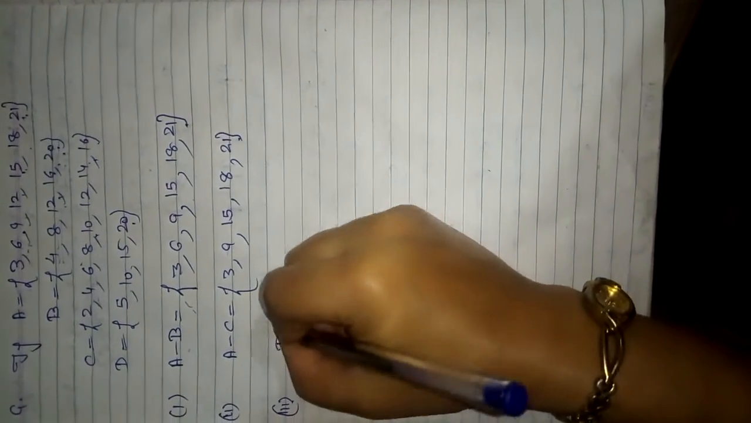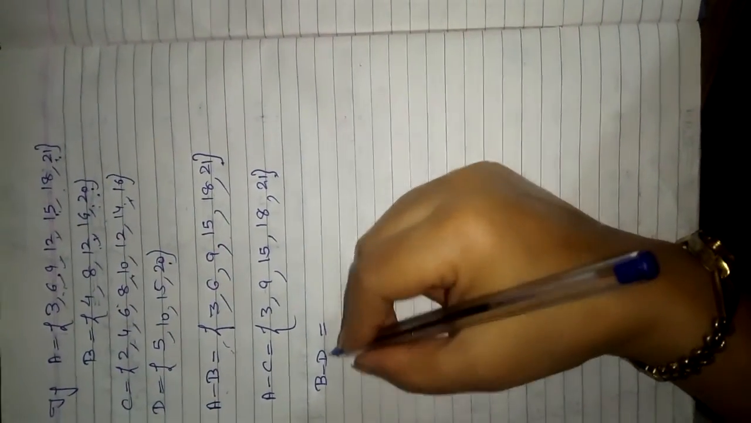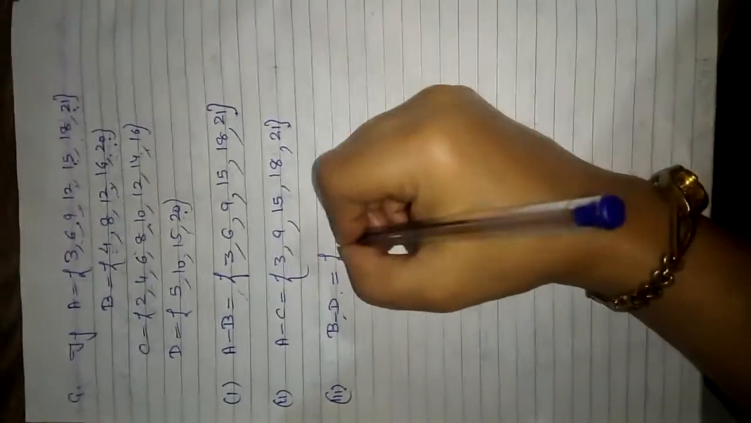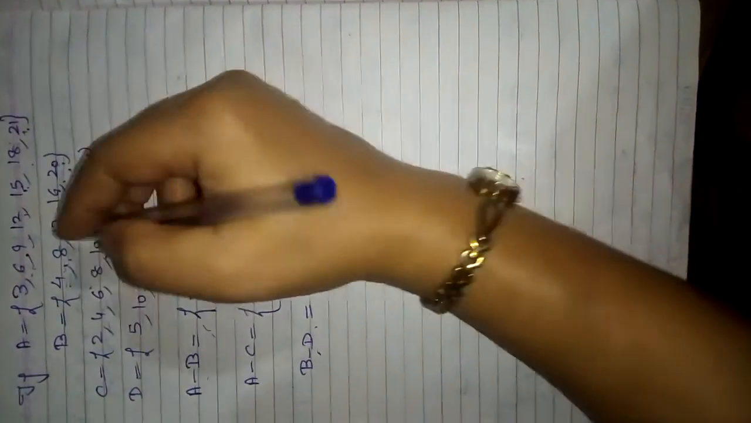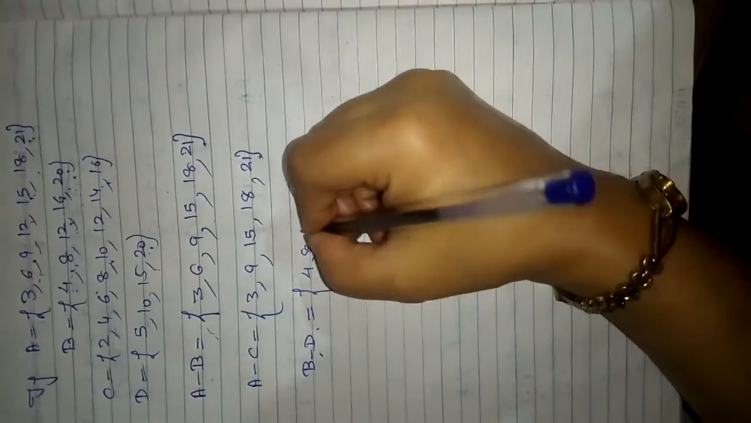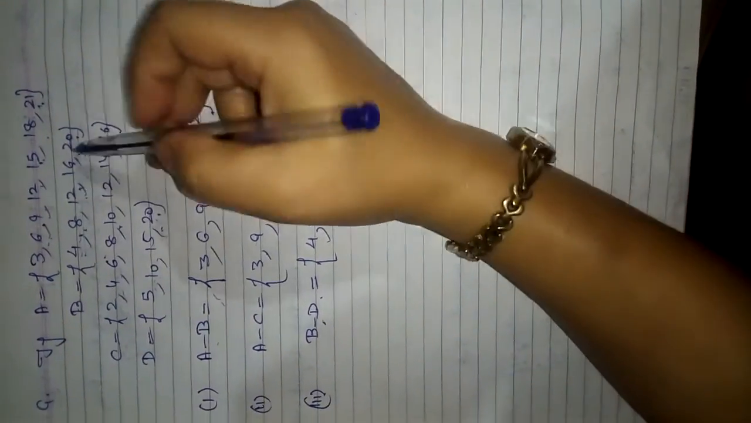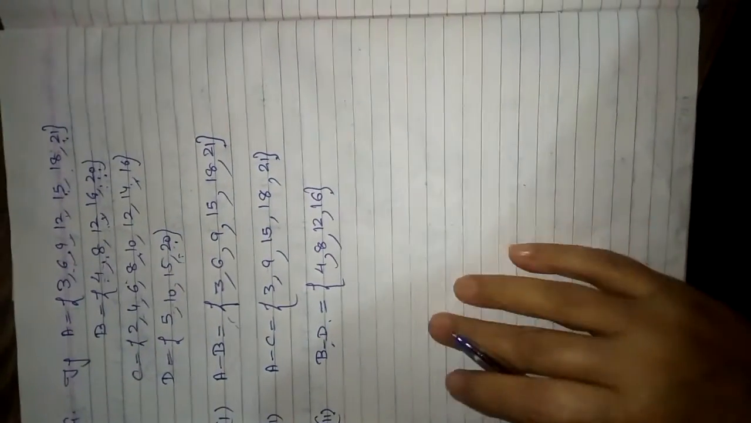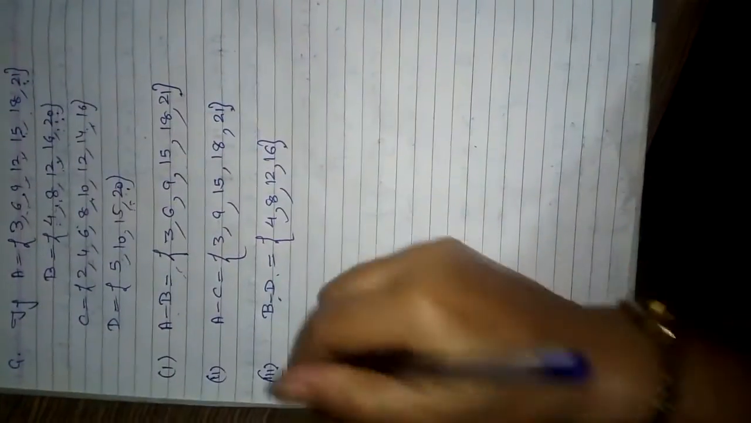In B minus D, that is the 8th one, other parts you can solve easily. B minus D. What is B? This one is B and this one is D. Now 4. 4 is not present in D, right? Then 8. 8 is also not here, so 8. Then 12. 12 is not present in set D, so 12 will come. Then 16 is not present in D, so 16 will come. And after that 20, but 20 is in set D, so leave it. So this is B minus D. In this way you can find out the difference of sets, difference between two sets.